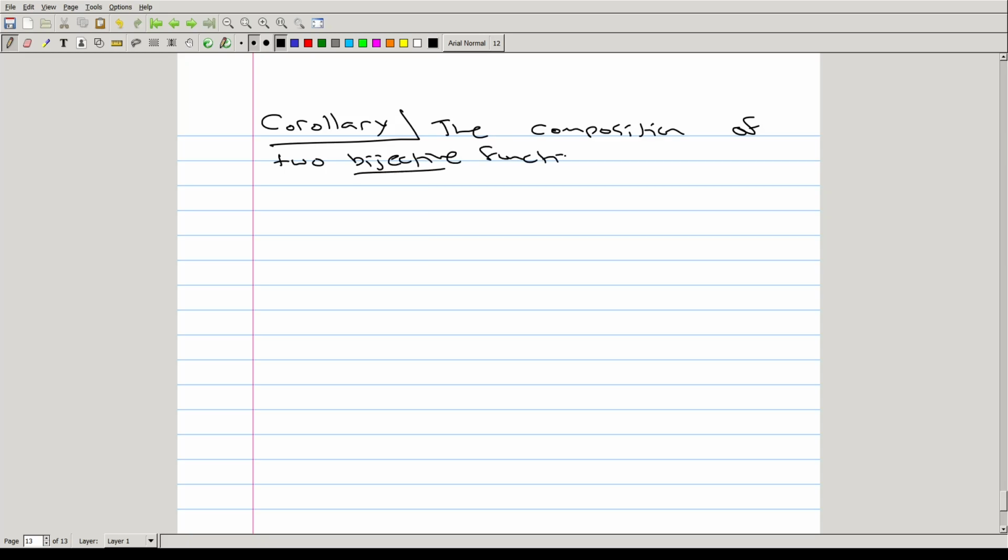And what's neat here now is that the corollary doesn't really require any proof at all. You could write down a very short one-line proof, but it is that the composition of two bijective functions is also bijective.